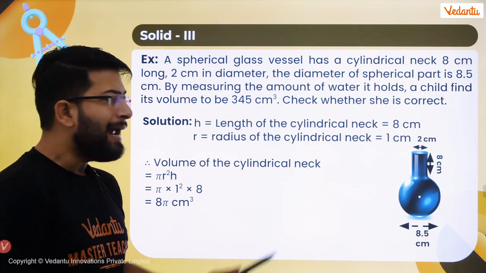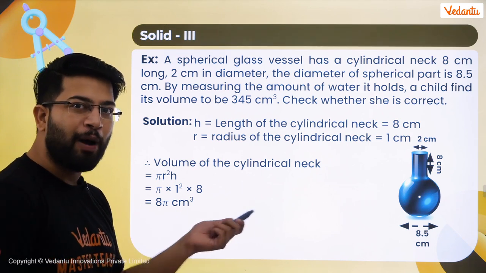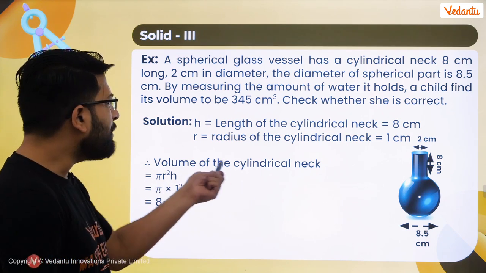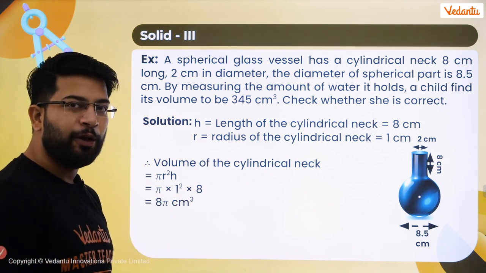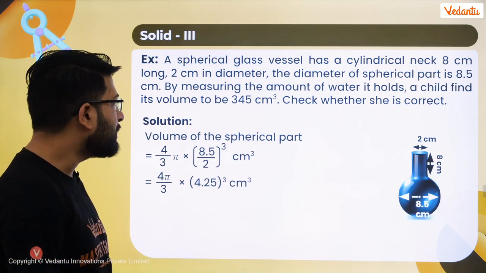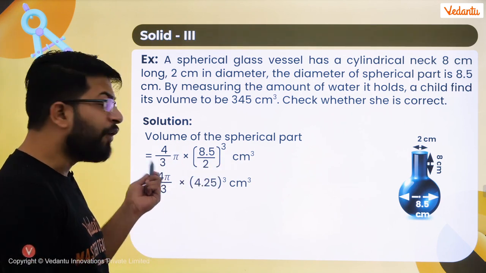The neck is cylindrical and the rest is spherical. So we can see the volume of the cylinder plus volume of sphere. That's it. So volume of cylindrical neck is pi r square h. So 8 pi is the volume. Volume of the spherical part is 4 by 3 pi r cube. So the spherical part volume we got in the form of pi.